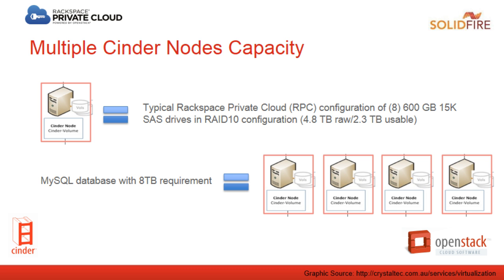We typically use this configuration because most of our Cinder customers are using Cinder for MySQL or Postgres type databases, which typically need the performance of a RAID 10 config using 15K SAS drives. But using that standard 600 gig drive as an example, if I had a MySQL database environment that required 8 terabytes, I would need 4 of those nodes, since each one's independent, in order to meet that capacity requirement. Over time, if you have an environment that grows to several hundred terabytes, you can see the management overhead that comes with having that many Cinder nodes can be fairly high.